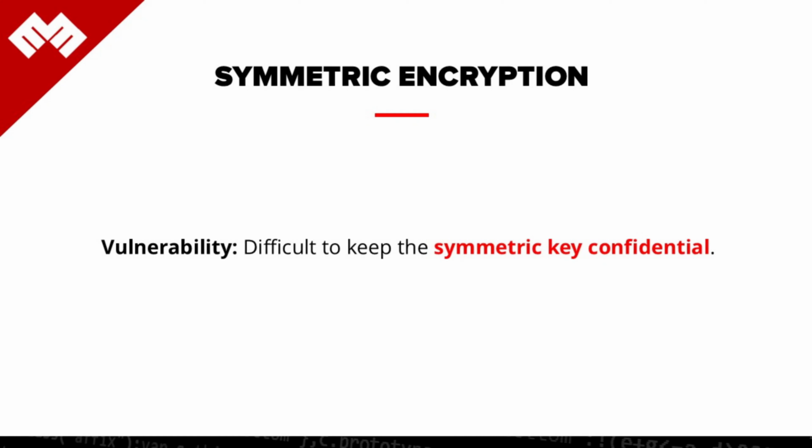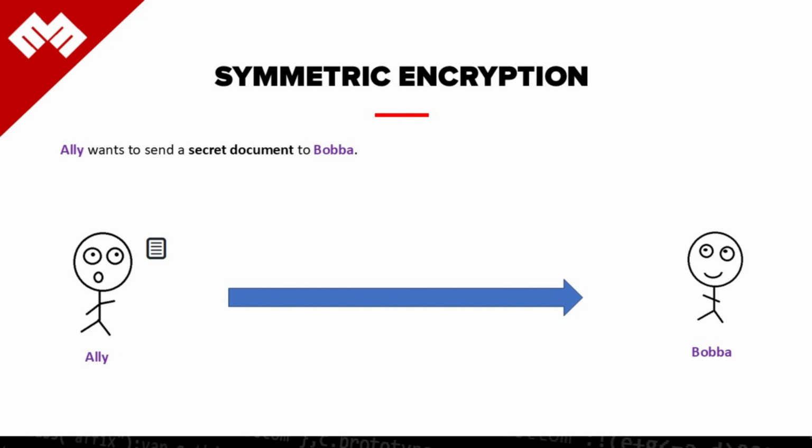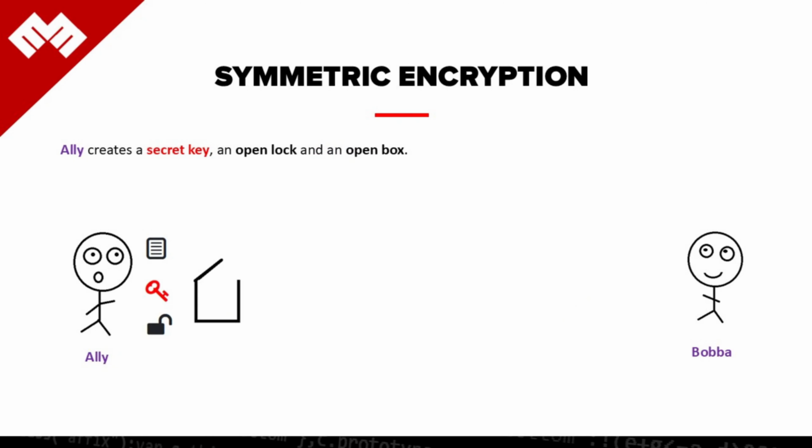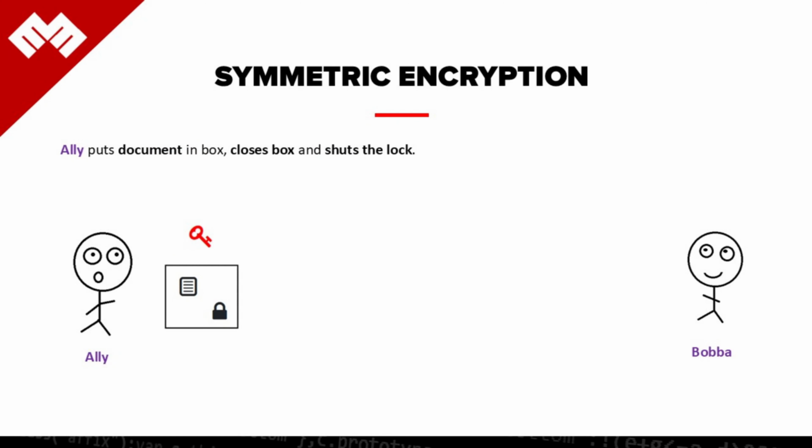The weakness lies in the fact that it is not easy to keep the symmetric key secret. The person you wish to deliver the message to will eventually need a copy of your symmetric key to be able to decrypt your encrypted messages. Let's use this visual aid to demonstrate the problem. Let's say Ali wants to send a message to Boba. Ali can start by creating a secret key for an open lock. Ali places her message into a box and locks the box.